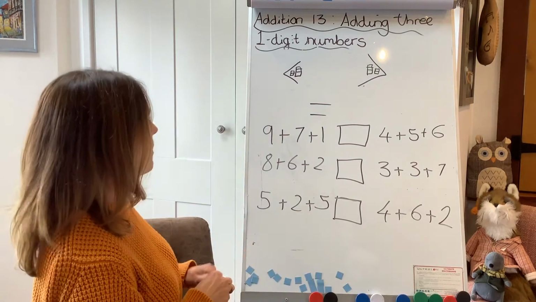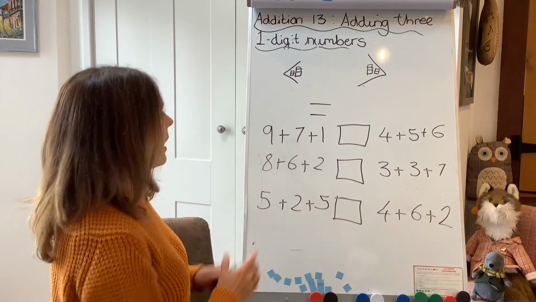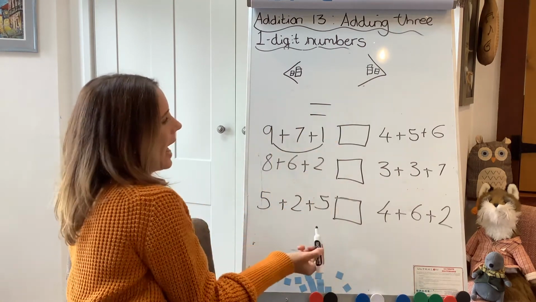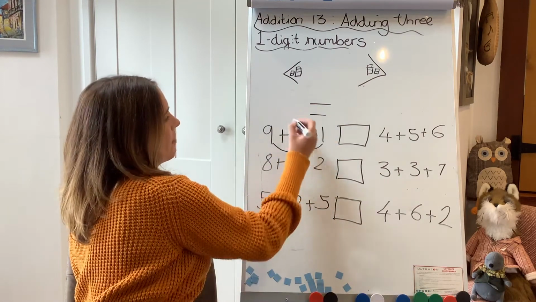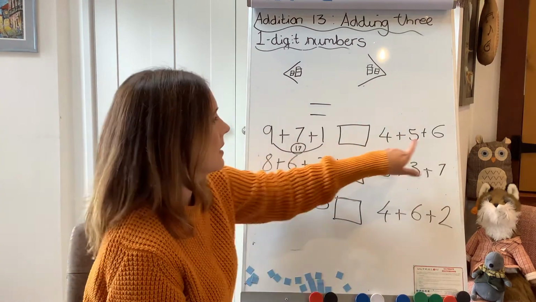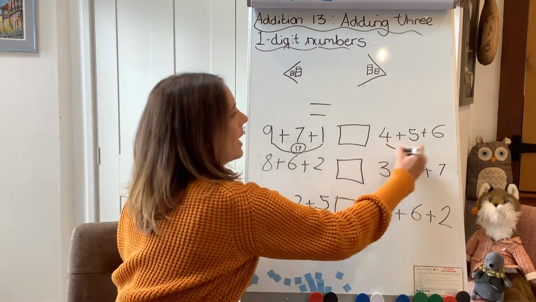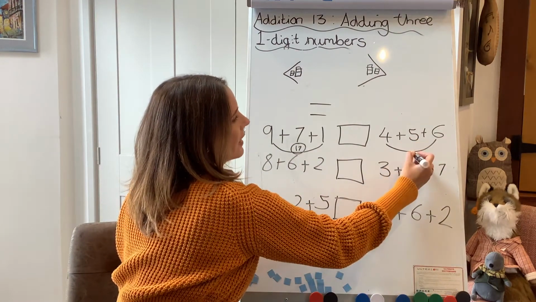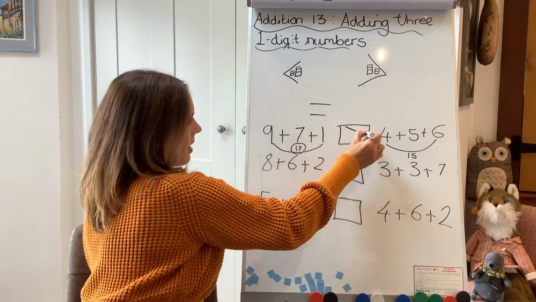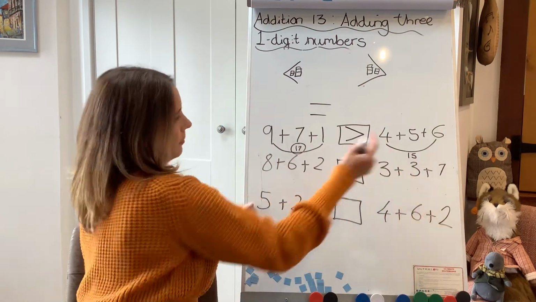Okay, so working them out. 9, 7 and 1. I'm going to change this around. I'm going to do 9 and 1 is 10. Add 7, that makes 17, that one. 4 and 6 goes together to make 10, so I'm going to add those first. Add on the 5 would make 15. So 17 is greater than 15.